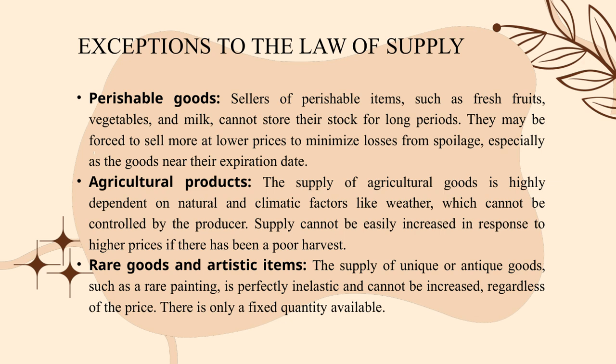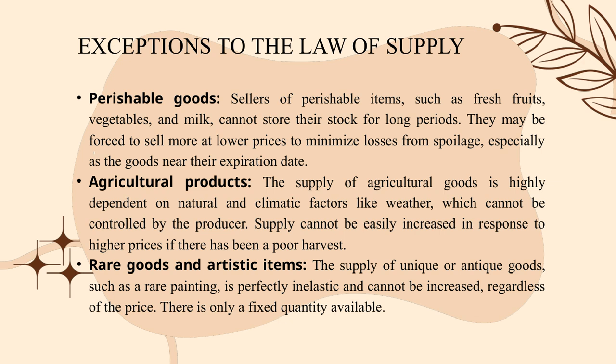Next, agricultural products are heavily influenced by natural and climatic factors, things like weather or rainfall, that producers can't control. This means that even if prices go up, farmers can't always increase their supply quickly if they've had a poor harvest. Their ability to respond to price changes is limited by nature.